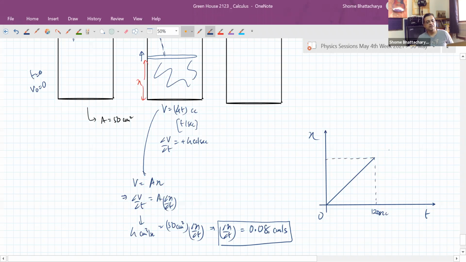The height is increasing at this rate. Okay. So how much will it become after 2 minutes? It will become 120 multiplied by 0.08. Okay. So that will become 9.6, is it?